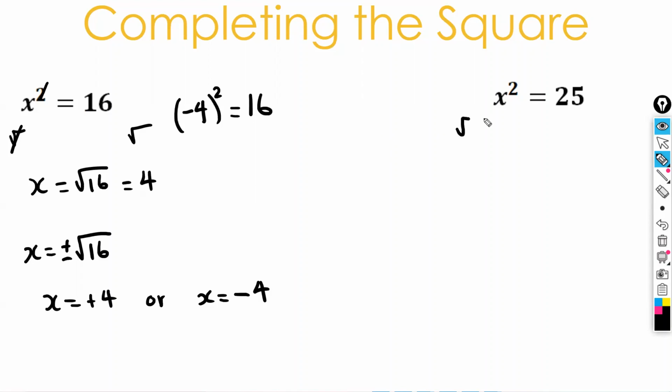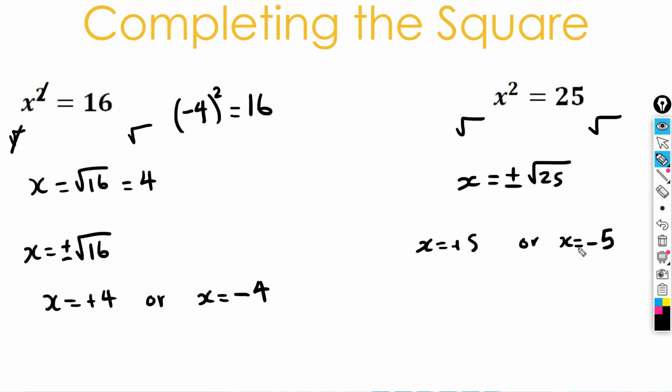Likewise, in this example, if we take the square root of both sides, we'll be left with x is equal to plus minus the square root of 25. x is therefore equal to either positive 5 or x is equal to negative 5. And again, both of these solutions will satisfy this equation.